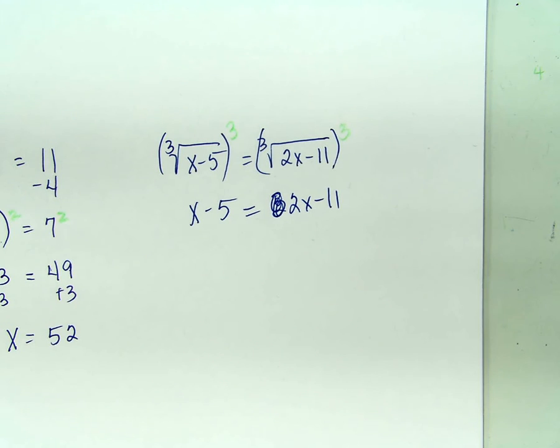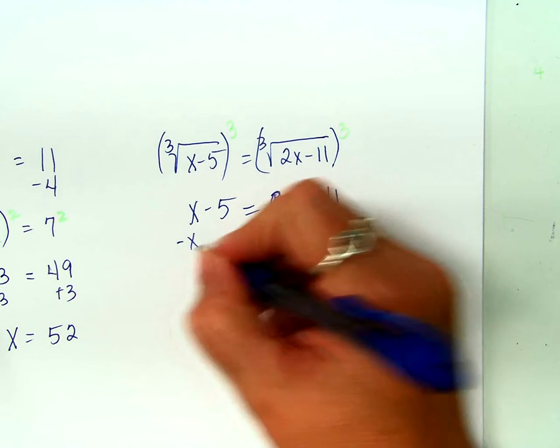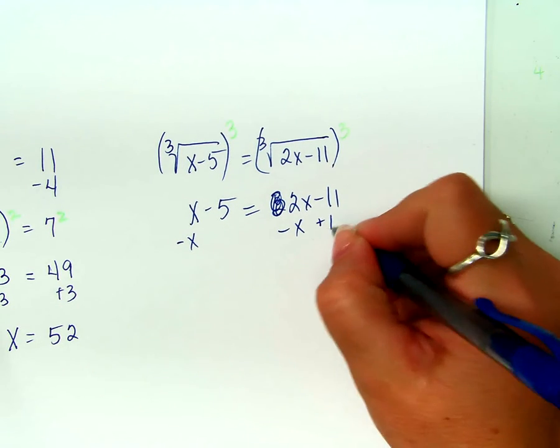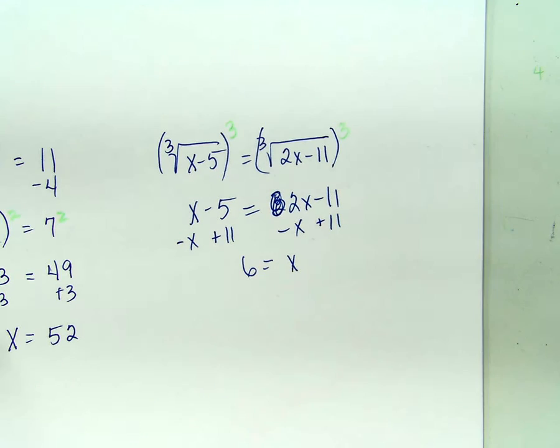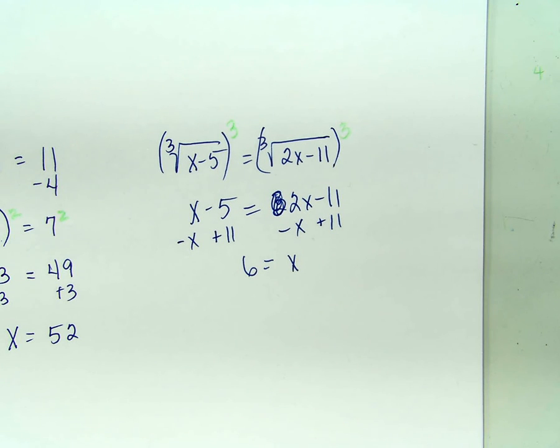Is that easier or harder? That's way easier, isn't it? So if I subtract x from both sides and I add 11 to both sides, oh wow. X equals 6. Way easier. Okay? Does it look harder? Yeah, I agree with you. I agree that it looks harder because there's multiple radicals there.